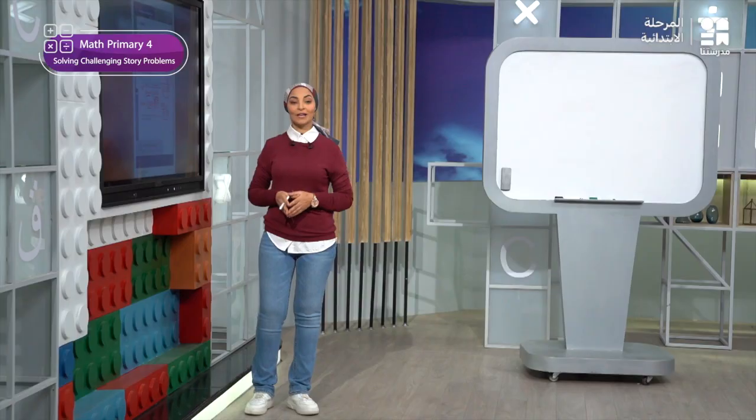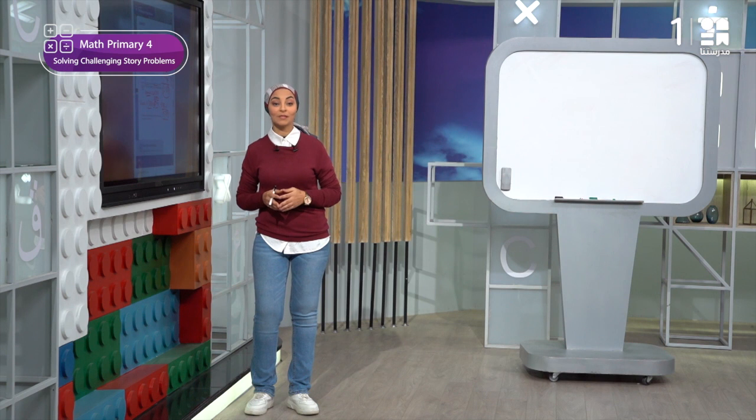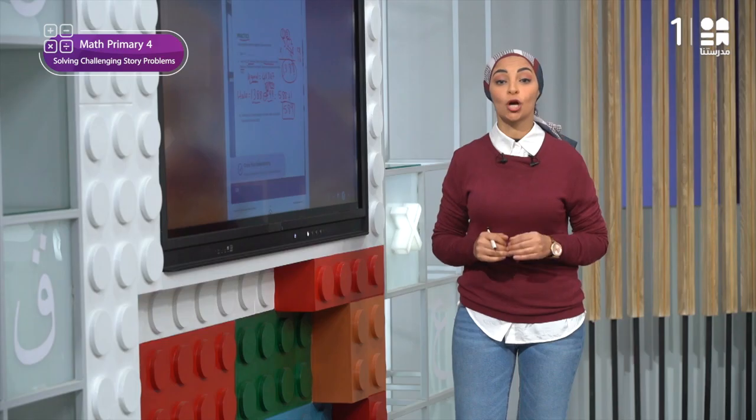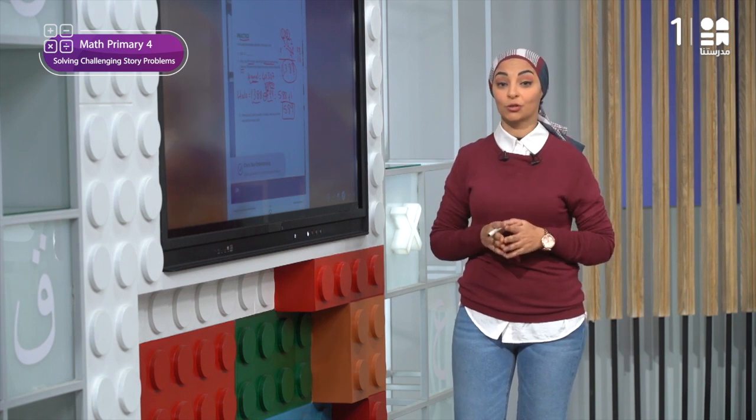This is the end of our lesson. Today we have learned how to solve challenging story problems and organize the information in the problem to know which operation or strategy to use.